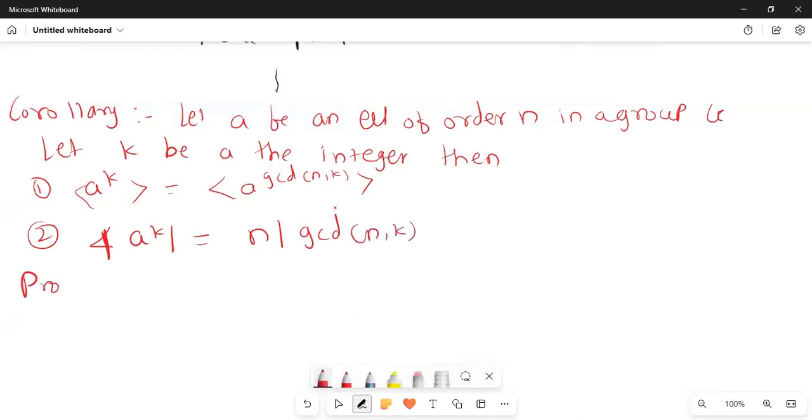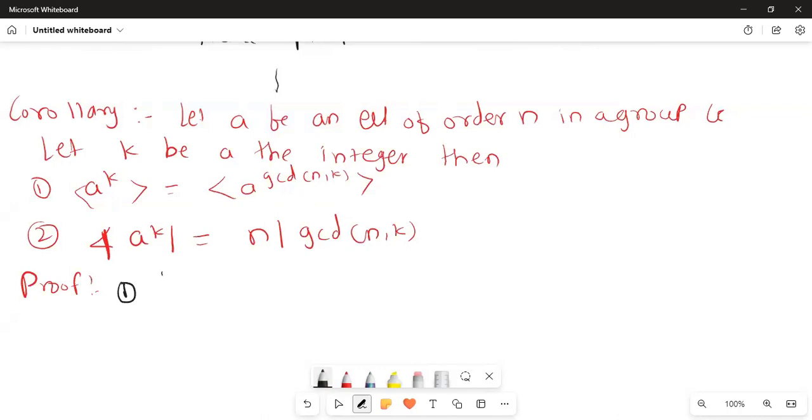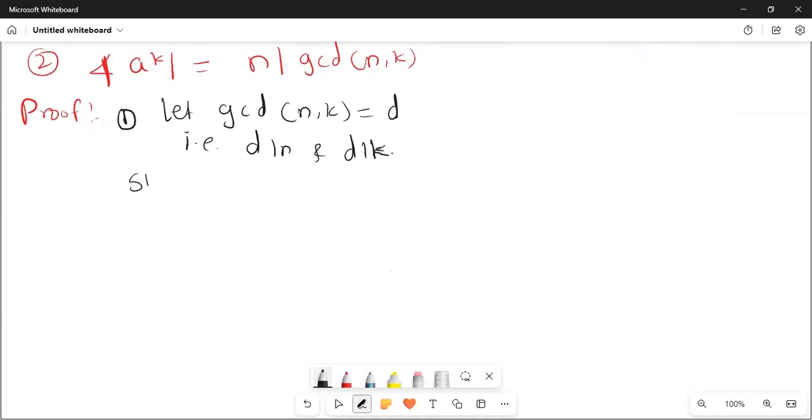These two parts we have to prove. So let us prove the first part. Let GCD of n and k equal d. That means d divides n and d divides k. And so k equals d into r, where r belongs to the integers Z.